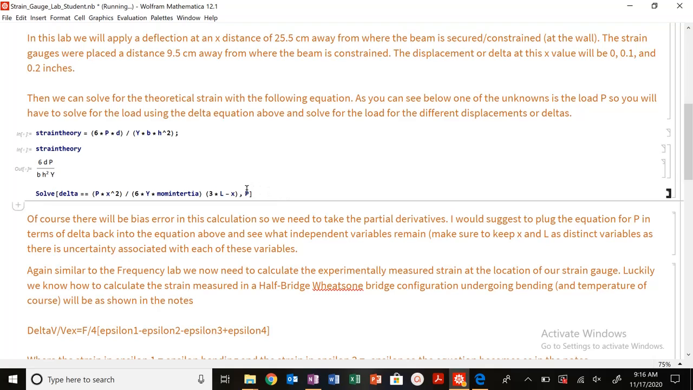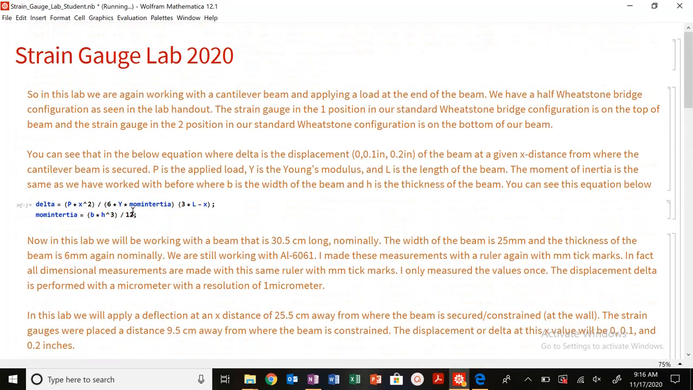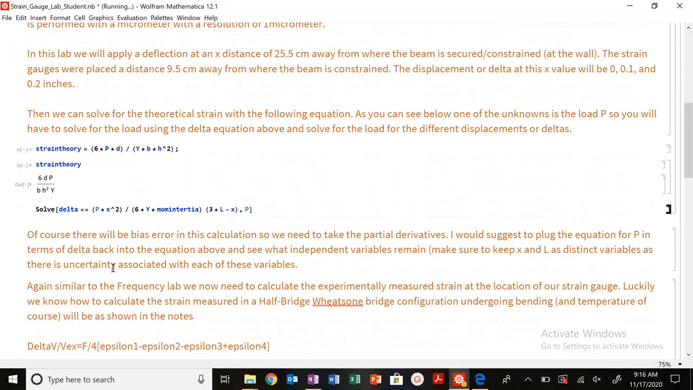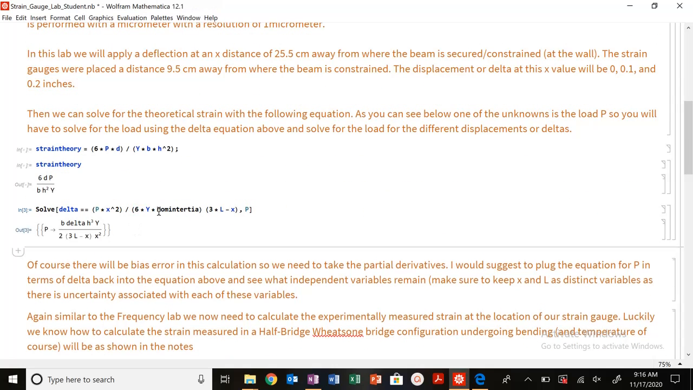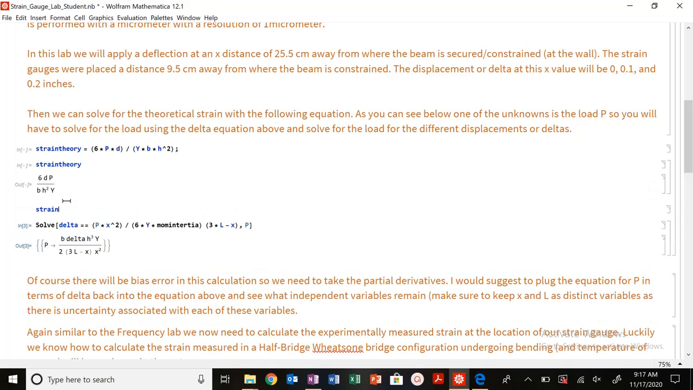Actually, I want to plug in my moment of inertia, so I am going to plug that in there. I'm going to plug in for P this expression right here. I'm going to make a function, because I need to take these partials again. Strain theory. Actually, I'm going to do strain partials. Strain partials equals this equation here. I'm just going to sub in for P as a function of all these different variables.